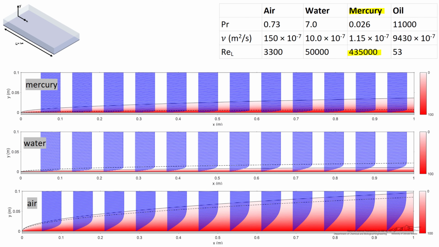The next simulation is that of mercury. We have a very large Reynolds number in excess of 400,000. Compare the thickness of the momentum boundary layer between mercury and water and air. We'll find that the momentum boundary layer is very thin for mercury. Interestingly, what we'll also observe is the Prandtl number for mercury is so small. It has a very high thermal conductivity and a relatively small kinematic viscosity.